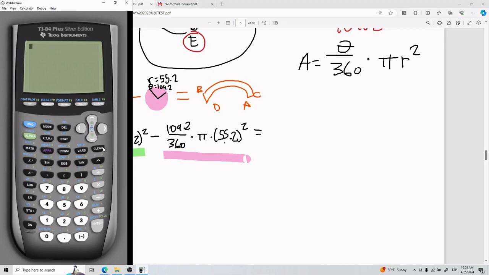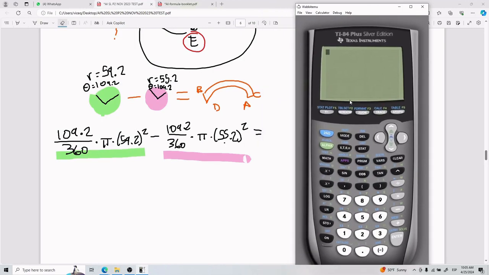So once you do all of that, you end up with, well, look at me spend some time in my calculator. You can just be very careful with how you do this, right? So I suggest using a lot of parentheses here. So this first big parentheses is going to be the stuff in green. So I'm going to have 109.2 divided by 360 times pi times 59.2 squared. So I close this first big parentheses, and this big parentheses is being subtracted by my next big parentheses, which is the guy in pink.